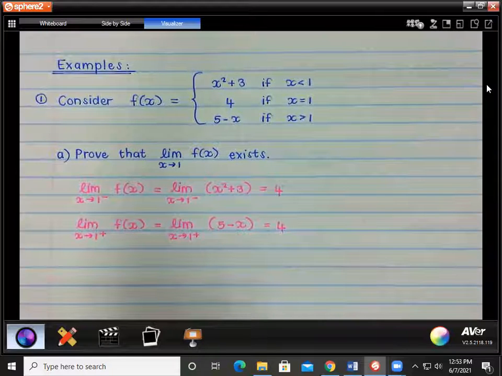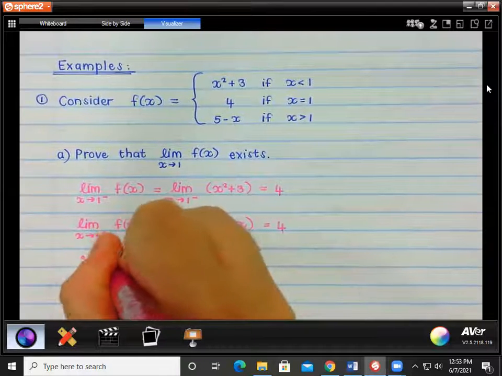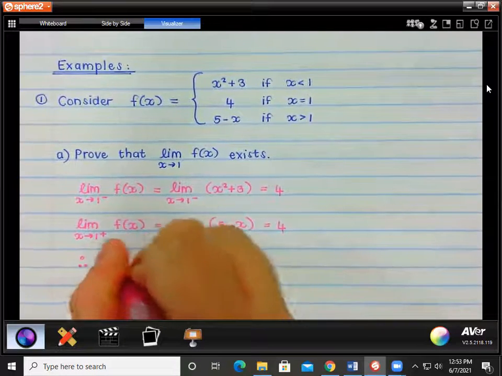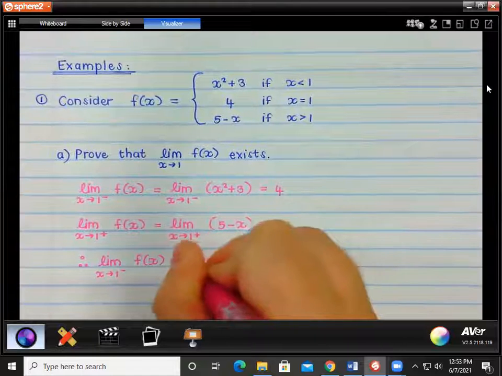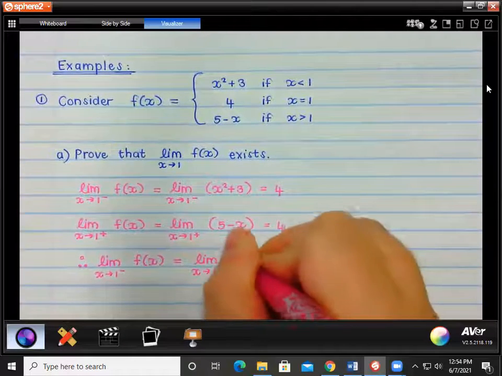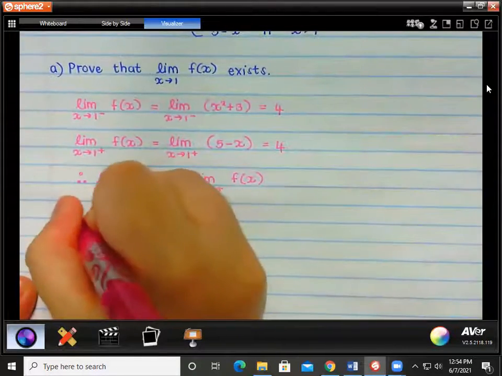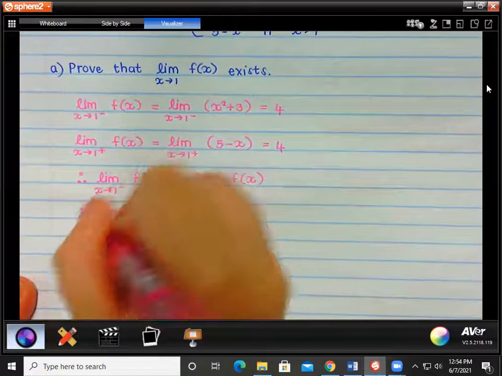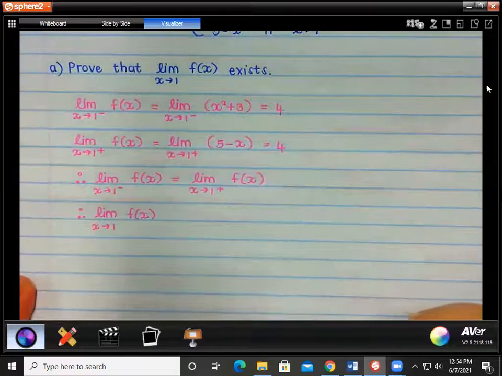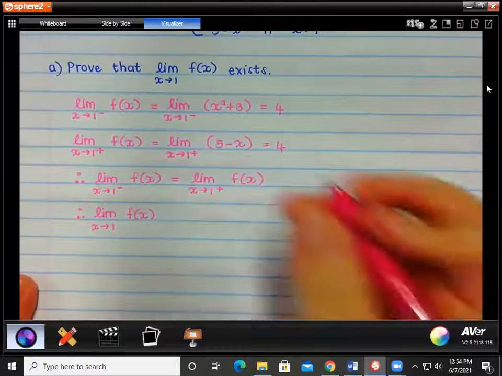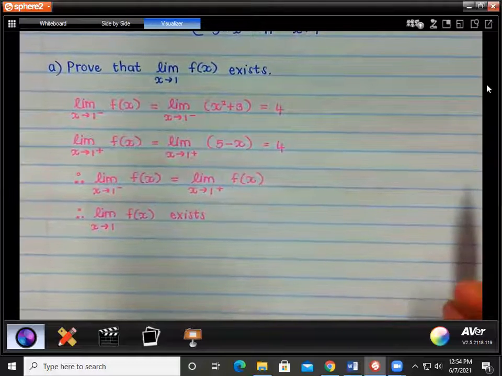So the two limits are equal. Therefore, the limit does exist. All right. So now this is where it becomes a bit laborious. You actually do have to write this whole thing out. You have to say that the two limits are equal. Therefore, the limit as x tends to 1 of f of x exists. It does exist. And if they ask you for that value, what would it be?